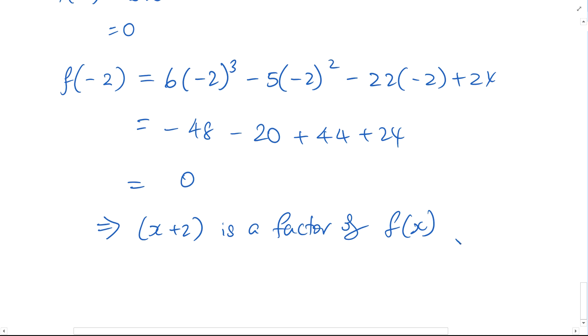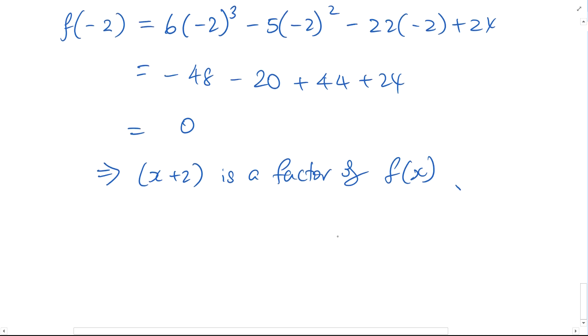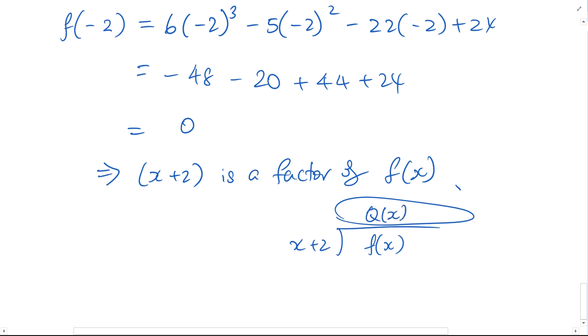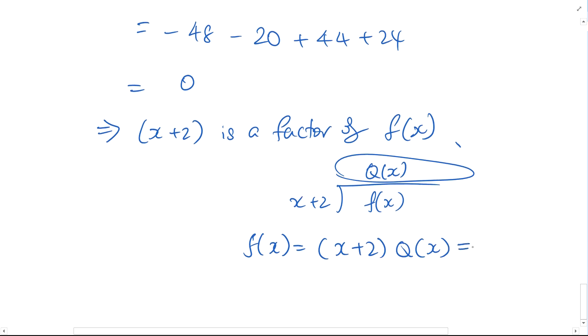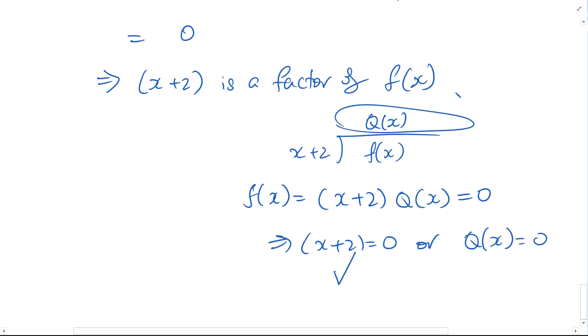If it is a factor, that means I can take f(x) divided by x plus 2 and then I'll get something here, right? Which means this one will be known as the quotient, right? Which means f(x) can be written as x plus 2 times the quotient, whatever the quotient is. And since this is equal to 0, that means that x plus 2 equals 0 or the quotient equals 0, isn't it? And then this one you can solve, right?